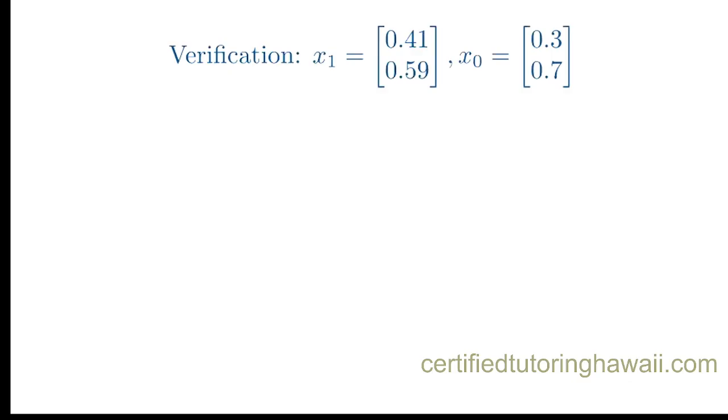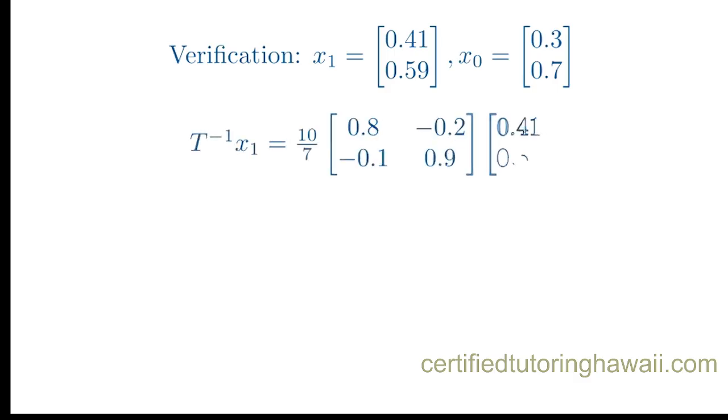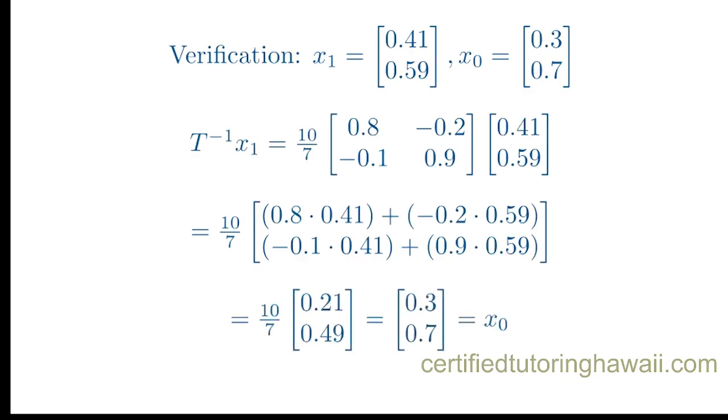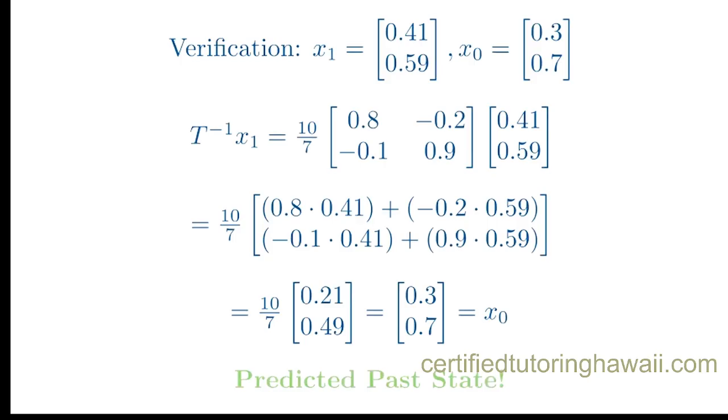Now let's verify our earlier work. We know x1 was 0.41, 0.59, and x0 was 0.3, 0.7. Let's use T inverse to go from x1 back to x0. We multiply our T inverse by the state vector x1. The result of the multiplication is 10/7 times the vector 0.21, 0.49. When we distribute the 10/7, we get 2.1 over 7, 4.9 over 7, which simplifies to our original state vector 0.3, 0.7. It works! We successfully predicted a past state using the inverse matrix.